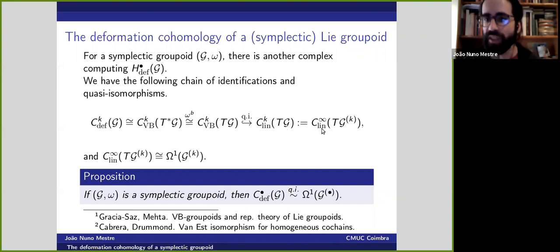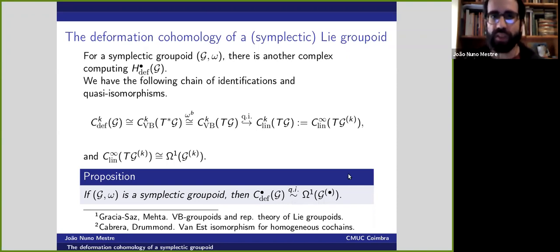Now, linear cochains on TG in degree k are smooth functions on the kth part of the nerve of TG. And what's nice is that the nerve of the tangent of G is the tangent of the nerve of G. So smooth linear functions on the kth part of the nerve of TG are just one forms on the nerve of G. Okay? So summarizing, our deformation cohomology for Lie groupoids, if the groupoid is a symplectic groupoid, is quasi-isomorphic to just one forms on the nerve of G, which is a way easier to understand object, I believe.